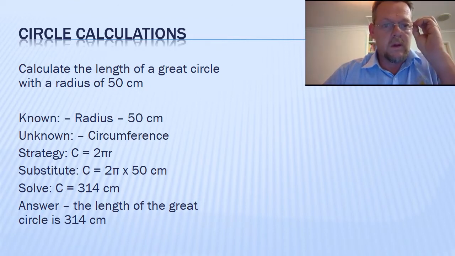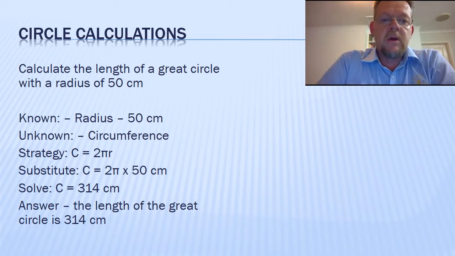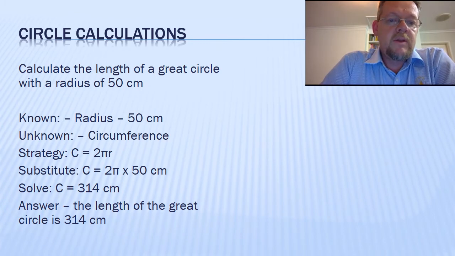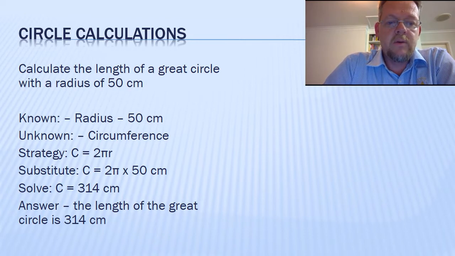So if we have a look at a question like this one, calculate the length of a great circle with a radius of 50 centimeters. Remember to state the knowns, state the unknown, that's what you're actually looking for. Use your strategy, so state your strategy, and then just substitute your knowns into the strategy and solve. So in this case, your strategy is 2 pi r, so we just substitute in that 50 centimeters, so it's 2 times pi times 50 centimeters, and that's the same as saying 314 centimeters.